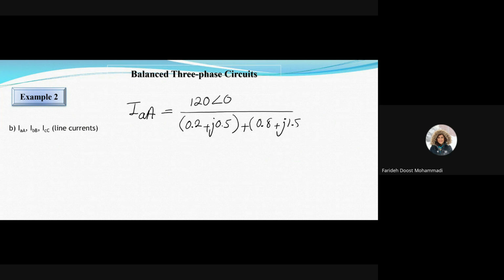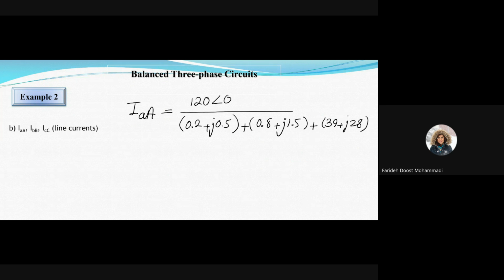So I'm going to have IAA as the voltage that I have in the loop, and that was only the 120 with an angle of 0, divided by all the impedances I had in the loop. That was the impedance of the generator being 0.2 plus J0.5, and then the other one was 0.8 plus J1.5, and the impedance of the load was 39 plus J28.